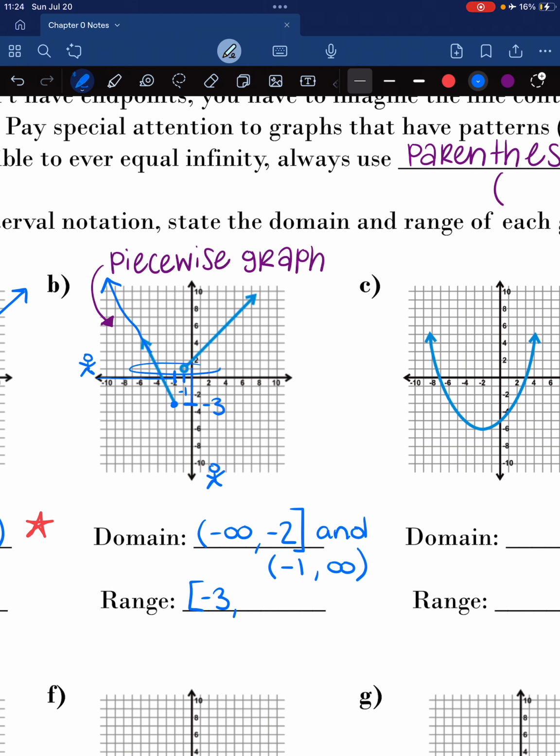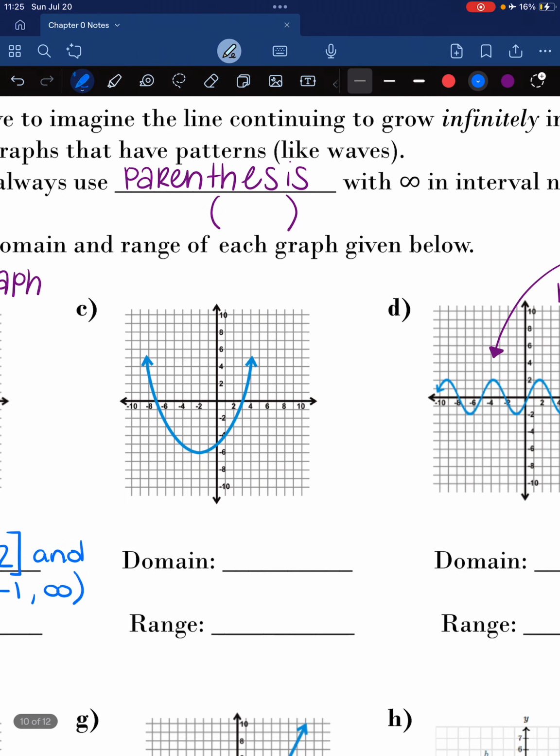And as I go up, it does kind of like the graph is in two places now, but I still have every single y value going up this way. And I have some double y values, but that's okay. There's not any that I skip or miss. So it does go up forever. So I only have to write one interval for the range because there's no break in the values of y.